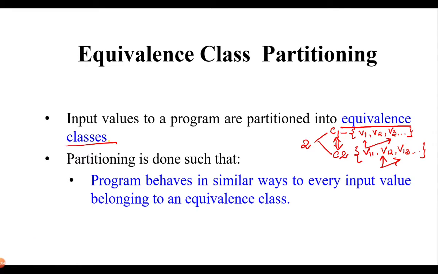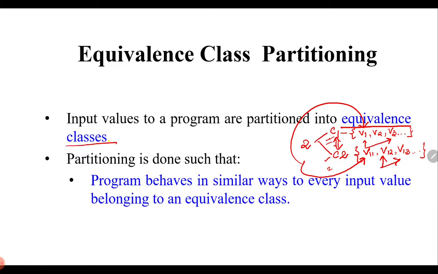However, we should not be confused: if the program behaves in a certain way with value 1, it should not necessarily behave in a similar manner with value 11. These two values belong to two different classes, so they will not have a similar way of representation or similar effect on the program, because both of them belong to two separate classes.